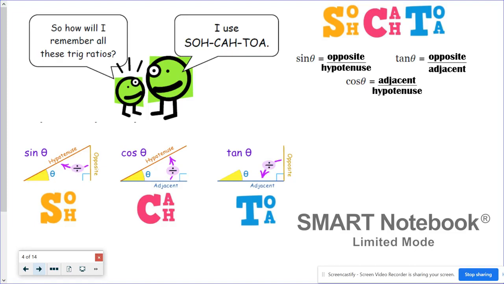Okay, because I can use sine if I'm working with the opposite and the hypotenuse. I can work with cosine if I'm working with the adjacent and the hypotenuse. And I can use tangent if I'm working with the opposite and the adjacent. So what do I know? What do I need to know? How can I find it? That's how we want to approach these problems.